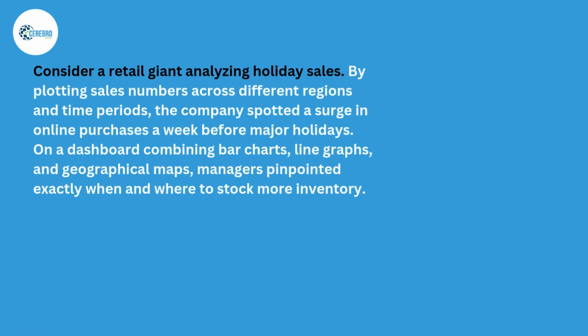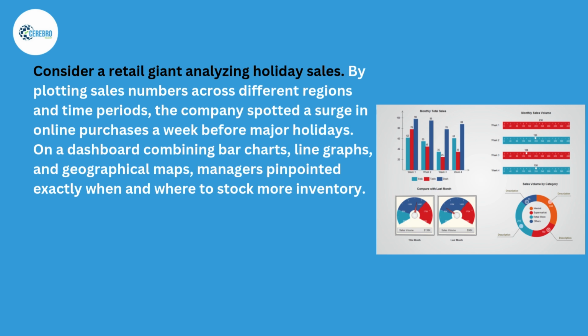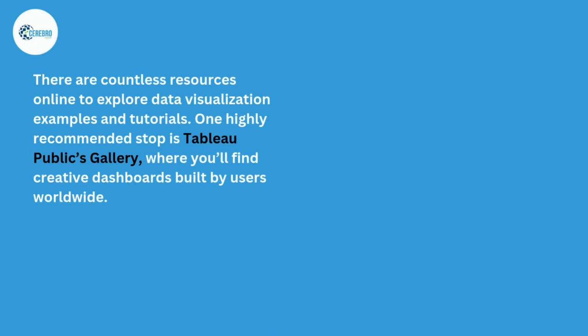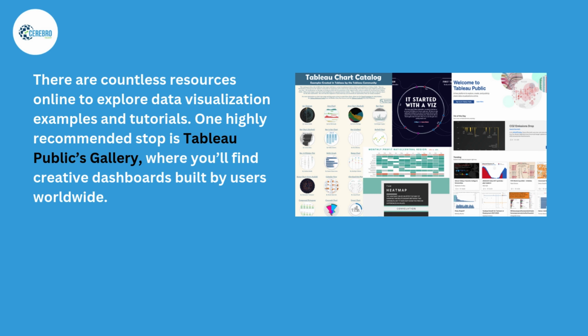Consider a retail giant analyzing holiday sales. By plotting sales numbers across different regions and time periods, the company spotted a surge in online purchases a week before major holidays. On a dashboard combining bar charts, line graphs, and geographical maps, managers pinpointed exactly when and where to stock more inventory. This real-life example shows how effective visuals can streamline decisions and avert potential bottlenecks. The ability to observe patterns at a glance, such as sales spikes, enables organizations to respond swiftly, boosting customer satisfaction and overall profitability.